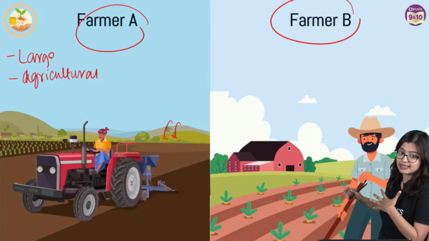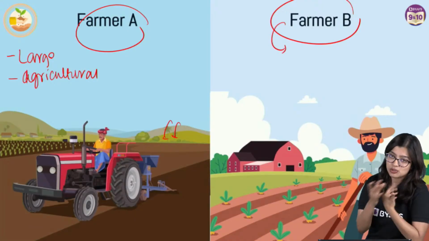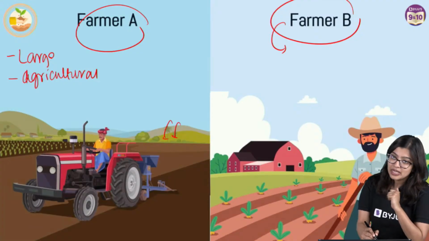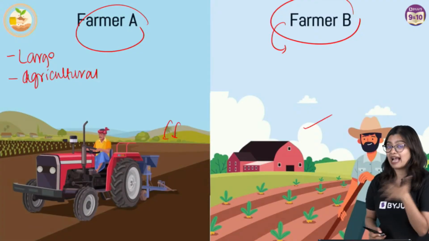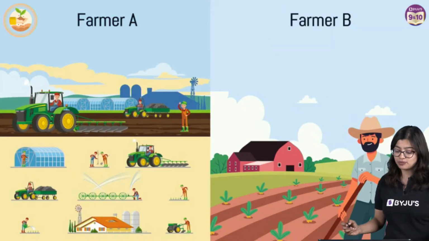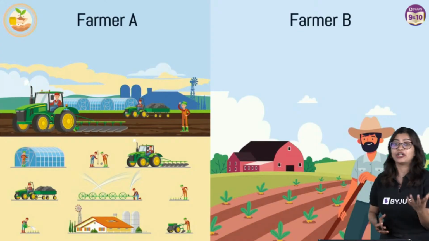While in some cases, let's say in farmer B's case, he does not have that much money to invest, which is why maybe he has a relatively smaller piece of land. He might not have money to depend on agricultural tools and technologies. Yes, and as a result, what do we observe? We see that there will be a drastic difference in their production.